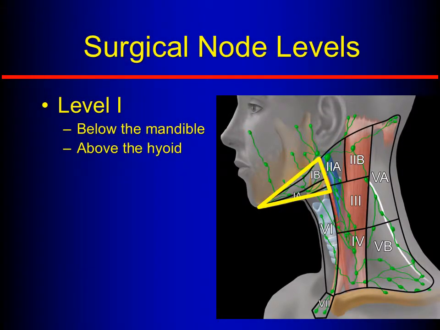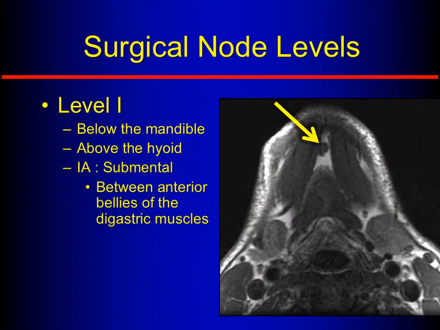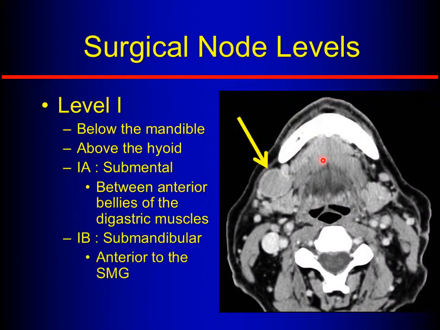So first we have level 1. This is below the mandible and above the hyoid here in this graphic. And here's an axial T1 post-contrasted. Between the anterior bellies of the digastric, those are level 1A nodes, or submental nodes. Out lateral to the anterior bellies of the digastric, in front of the submandibular gland, those are level 1B nodes.